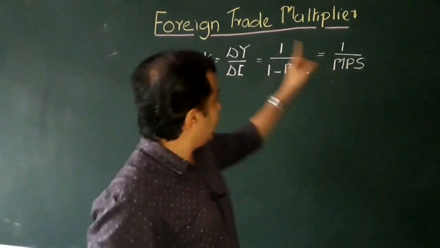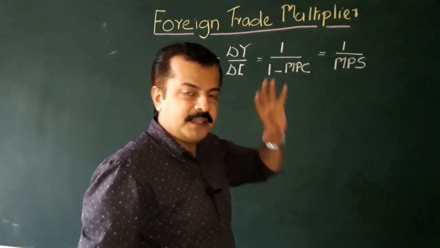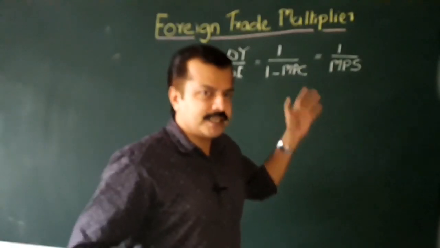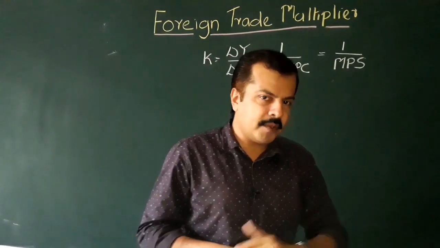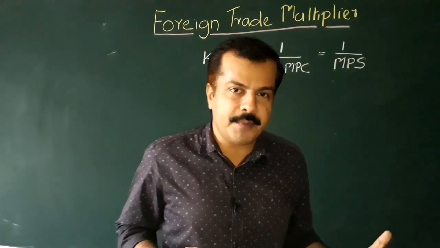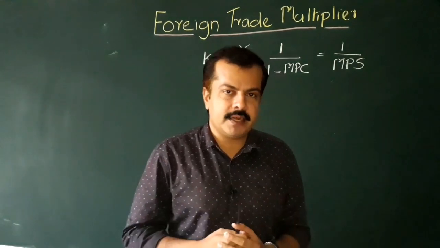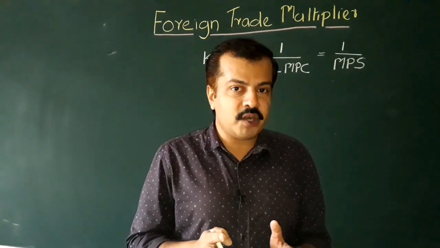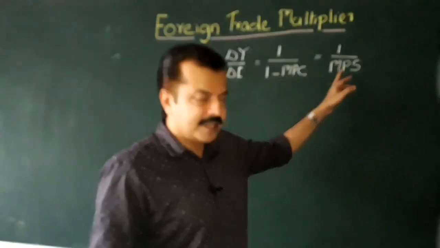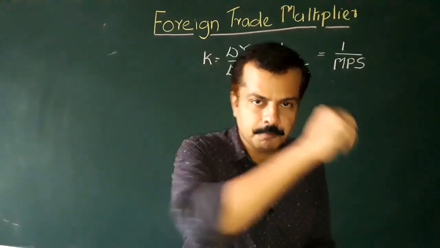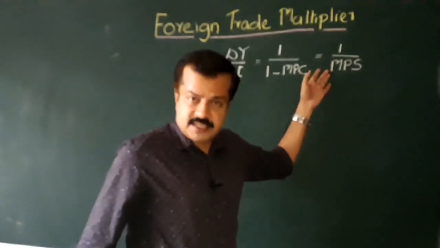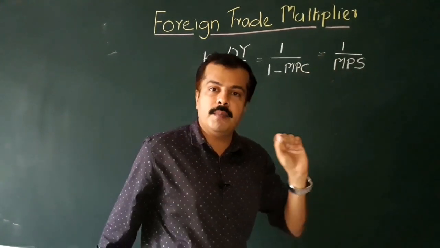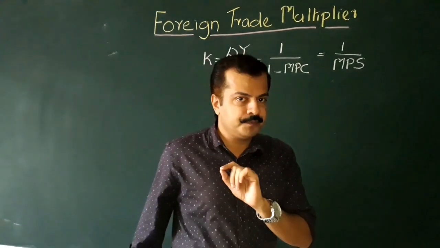Our intention is to explain the foreign trade multiplier. Before that, it will be better to understand the idea behind the investment multiplier, because our export multiplier or foreign trade multiplier is only an extension of the investment multiplier. We will extend this multiplier to an open economy. So the investment multiplier K is the reciprocal of marginal propensity to save.